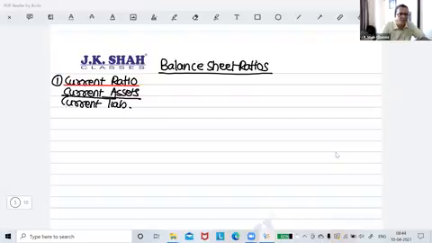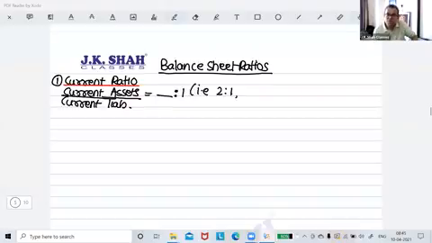Correct. People have written all correct. Only thing is, generally it is expressed as a dash is to one. That is 2 is to 1, 1 is to 1, like that. Understood?